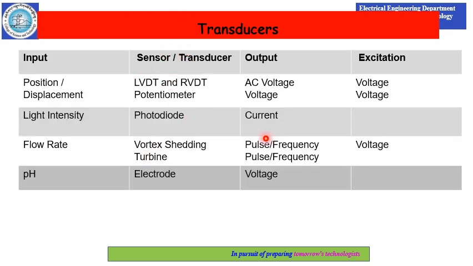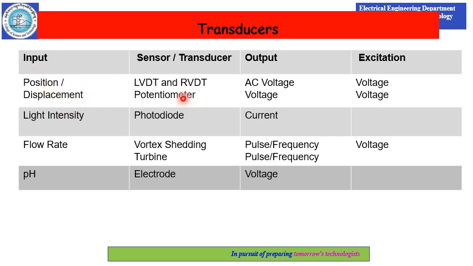Okay, so these are some of the other types of transducers. The first one is the LVDT and RVDT transducer and the potentiometer transducer. These three transducers will take position and displacement as an input, and this position and displacement will generate some sort of voltage. This voltage will then be converted into AC voltage and voltage respectively, and we will measure the change in AC voltage and voltage to measure the change in position and displacement.